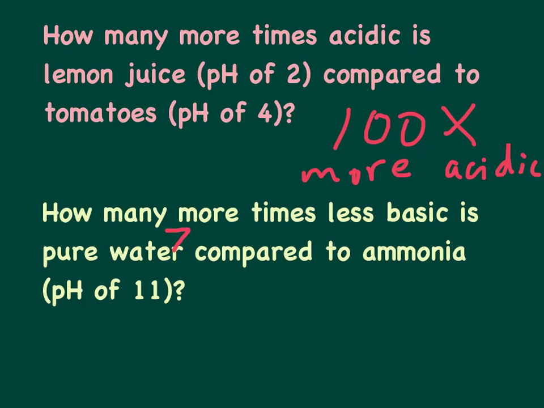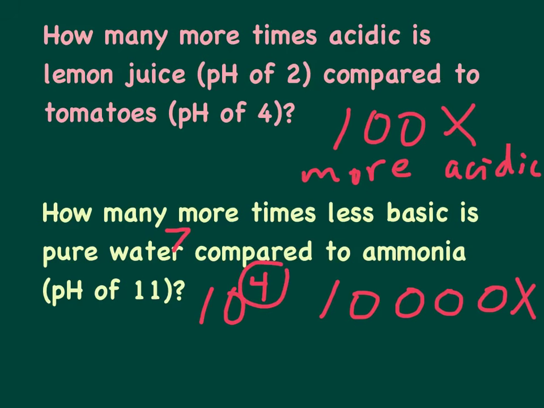So what we need to do is take the number 10 to the power of 4. And so what this gives you is 10,000 times. A quick way that you can figure out how many times, if it's a big number, is just the power, like we had 4 in this case, represents the number of zeros in your answer. So it's a 1 and that many zeros. So we have 10,000 times. So pure water is 10,000 times less basic than ammonia. And so that gives you an idea of just how strong ammonia is.